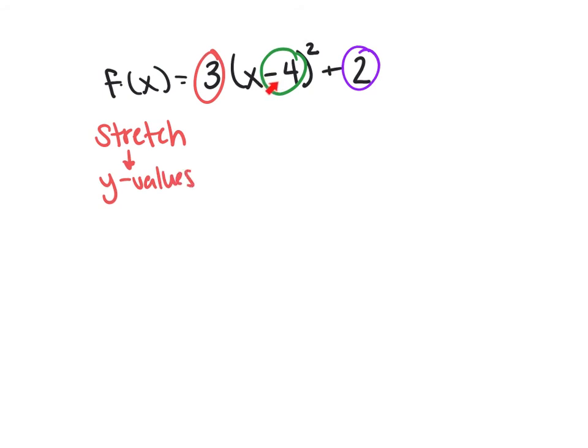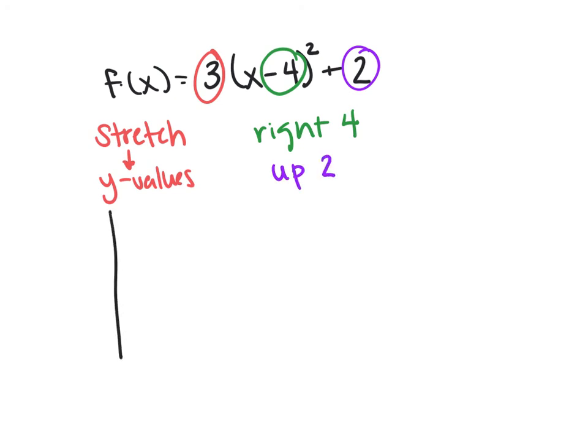However, this 4 inside of here is going to affect x. And it's always opposite. So if it's a negative 4, I'm actually moving right 4. x always moves opposite of its sign. And then the plus 2 is going to move the graph up 2.